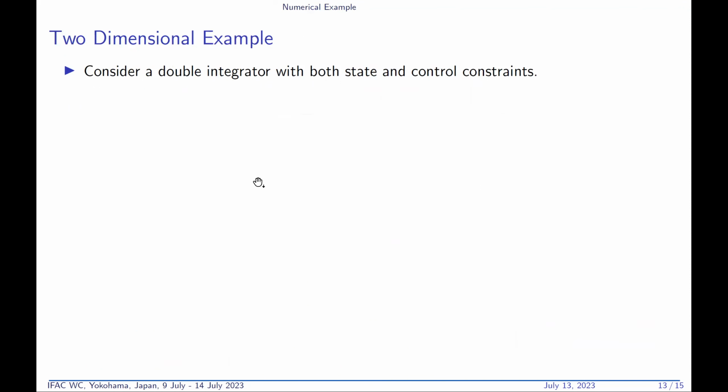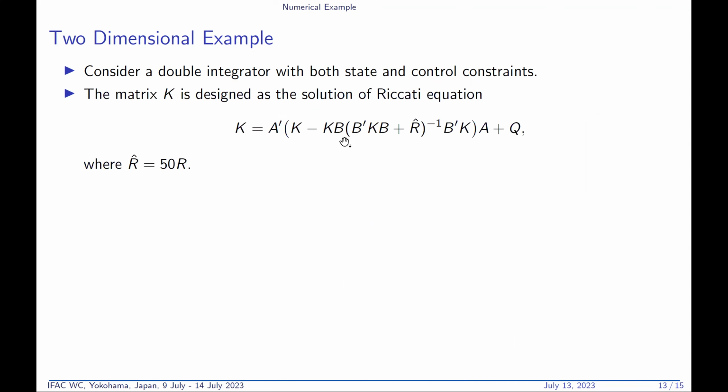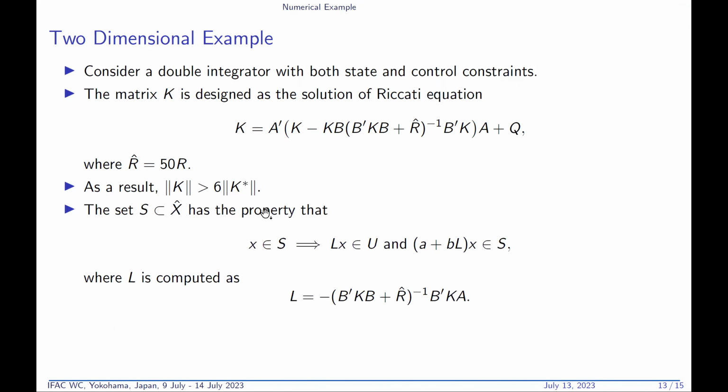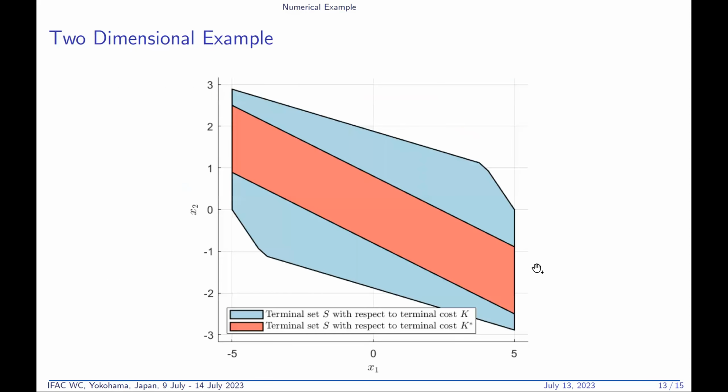Let's look at a two-dimensional example. Consider a double integrator with both state and control constraints. We use a new matrix K designed as the solution to the following perturbed Riccati equation, where the R term is 50 times the original R. As a result, K is 6 times the optimal K measured by their respective norms. And we design the terminal set accordingly as the invariant set with respect to some control law.